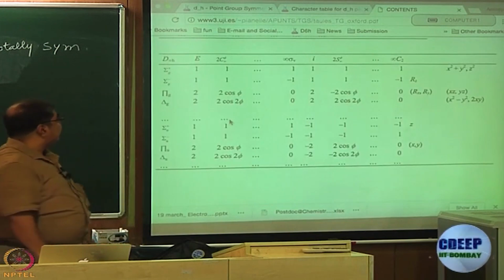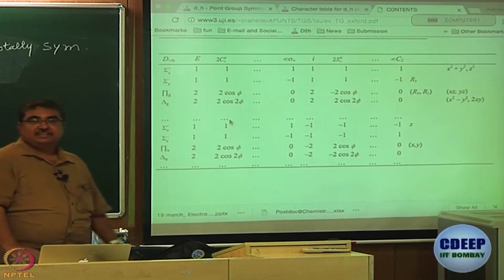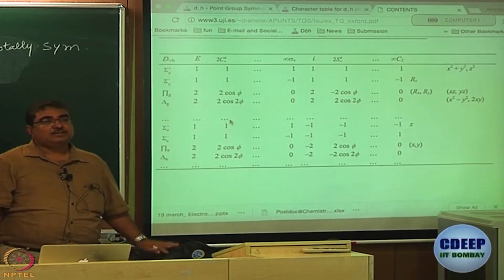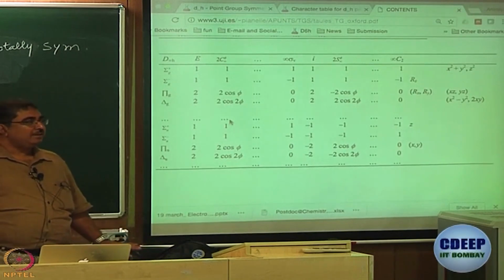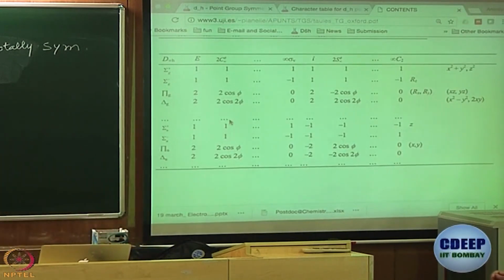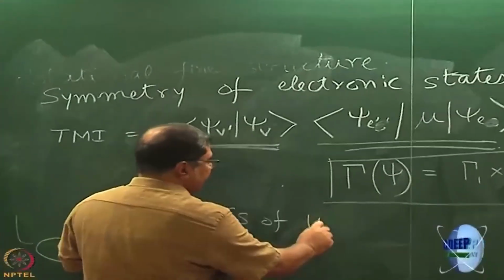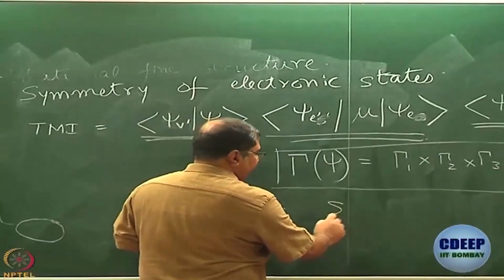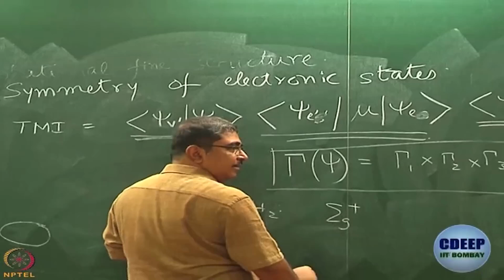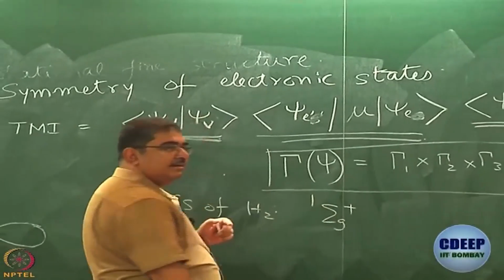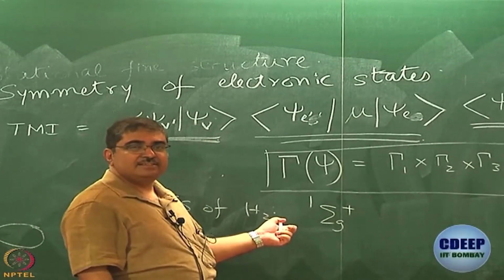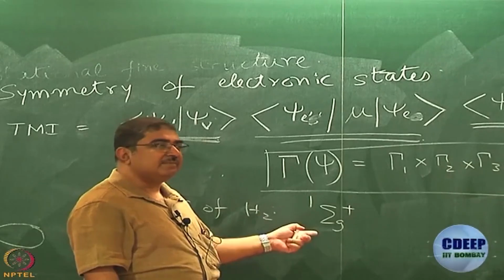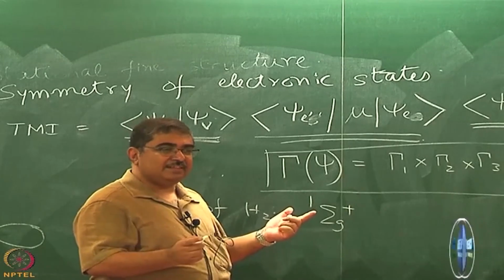So, for this, sigma g plus is the totally symmetric representation. So, everything is sigma g plus, alright, and it is not enough to say just sigma g plus. The ground state of, say, dihydrogen, we write it as sigma g plus with a small 1. How do I read this? Singlet sigma g plus. Why singlet? Because spins are paired, okay.